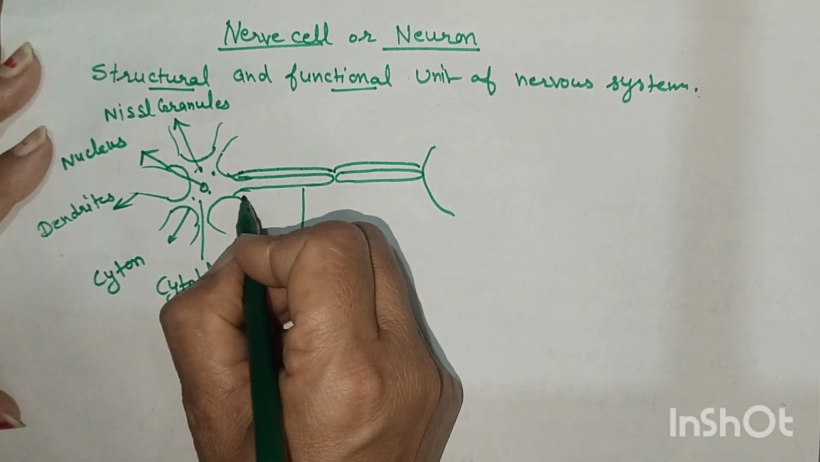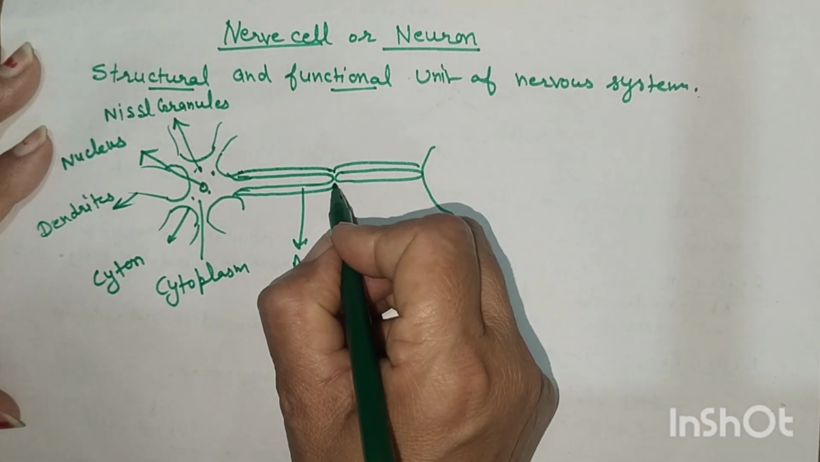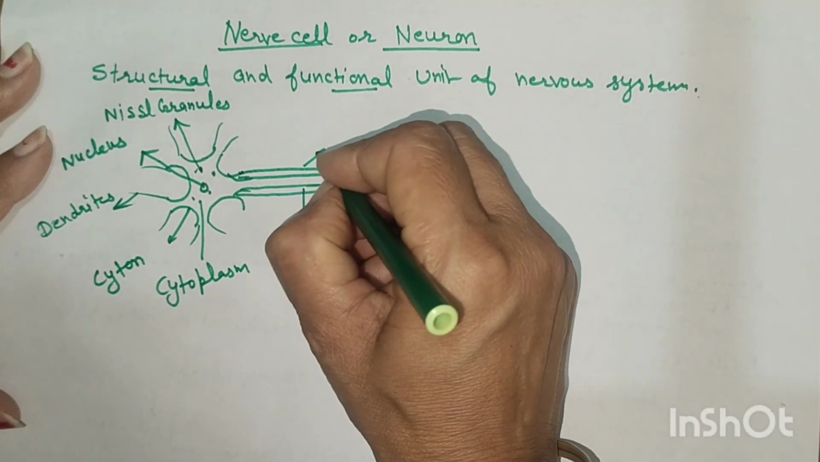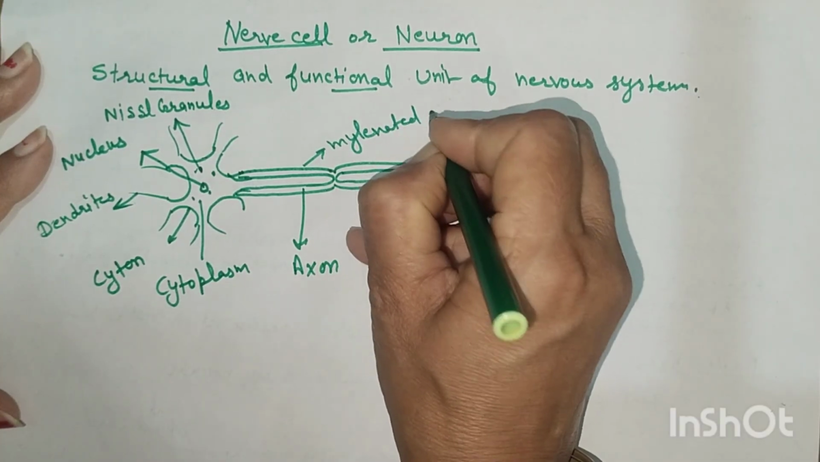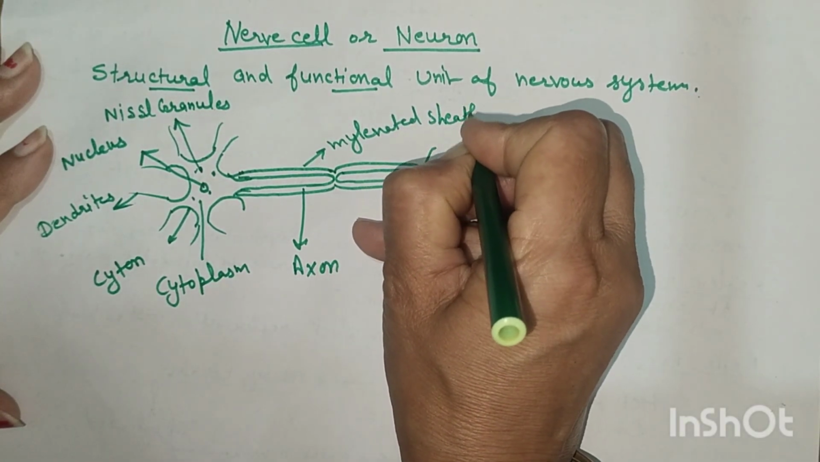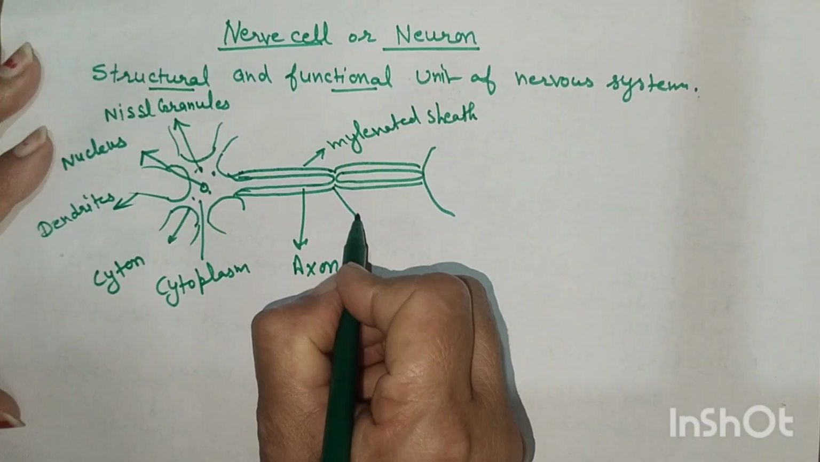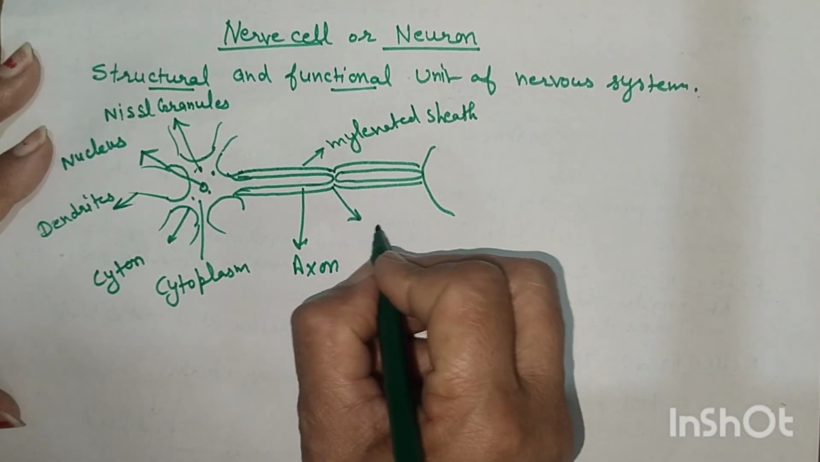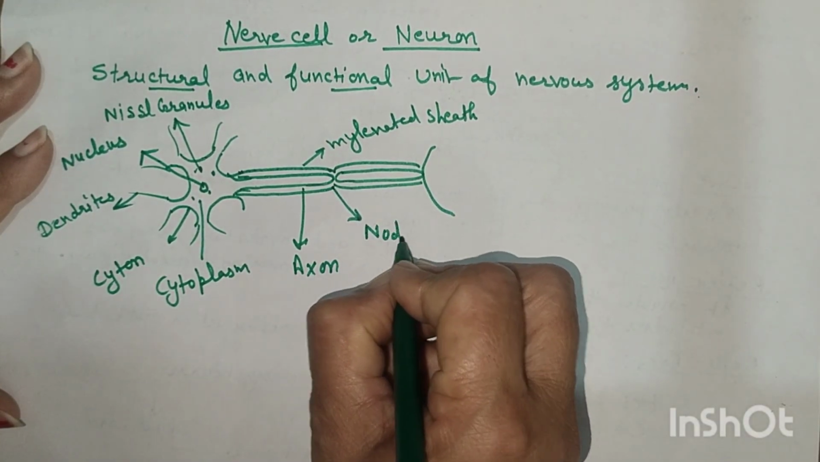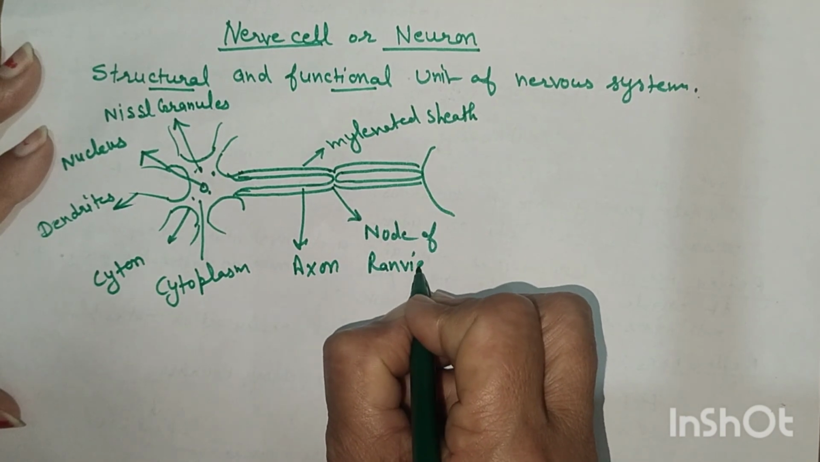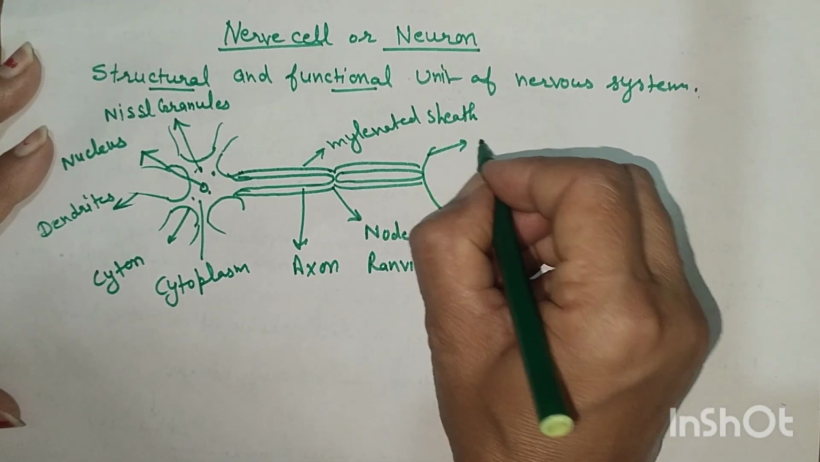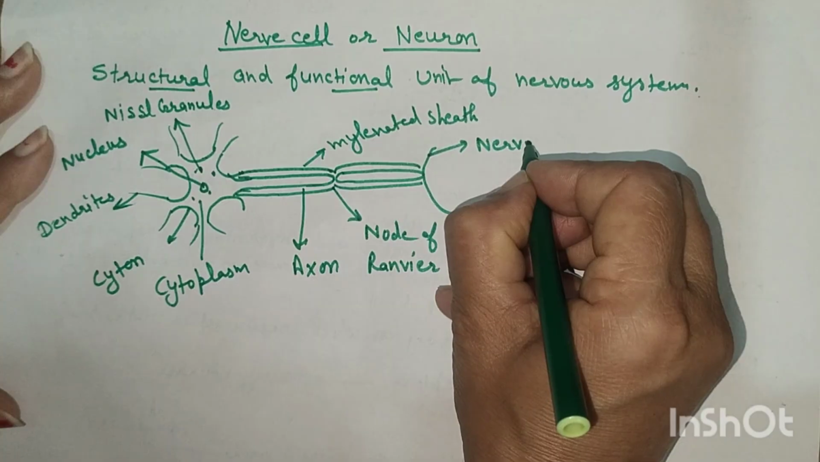It is covered with a sheath. This is called myelin sheath. This is called node of Ranvier. And this is nerve ending.